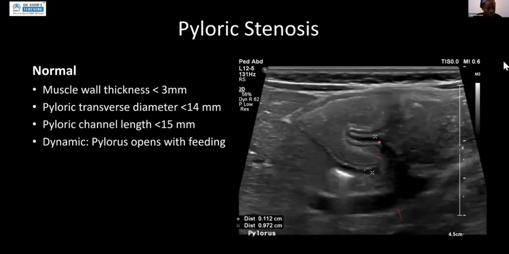So this just shows you the measurement. So this is the trans diameter. So you can see that this is 11 millimeters, which is within normal. The single muscle wall thickness is 1 millimeter. And then I've not got a channel length measurement, but that was also normal.